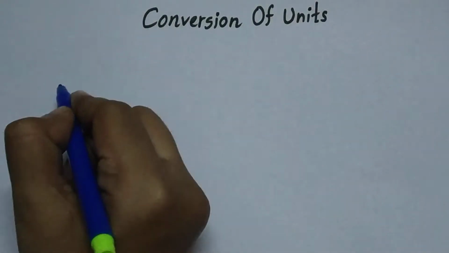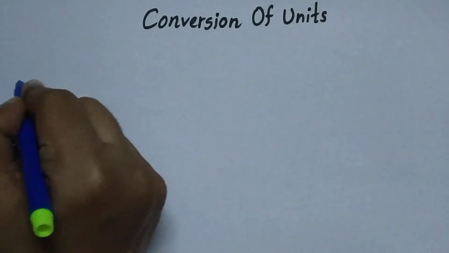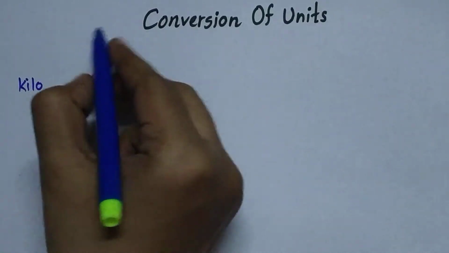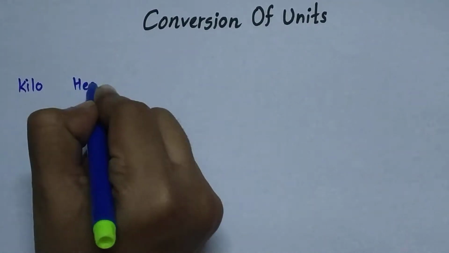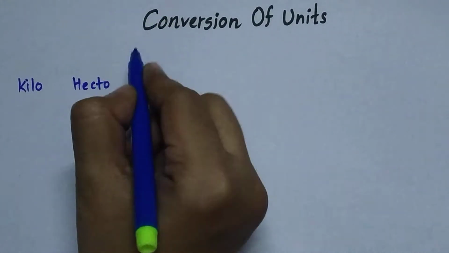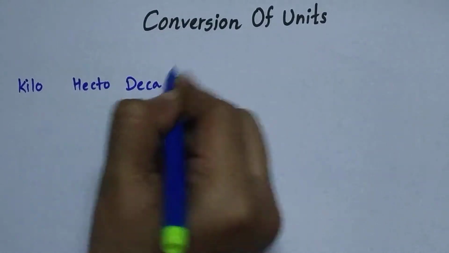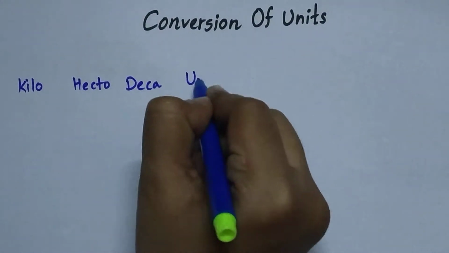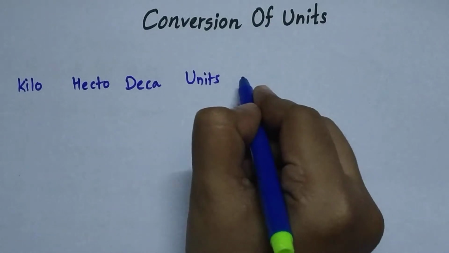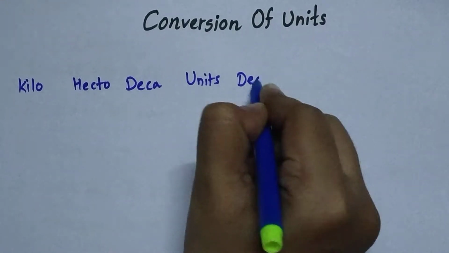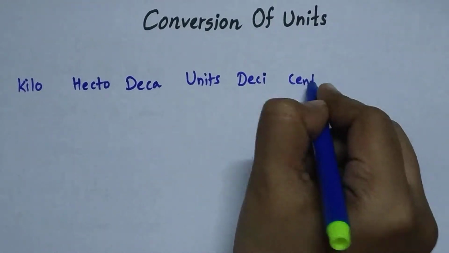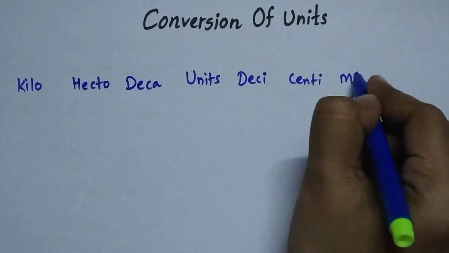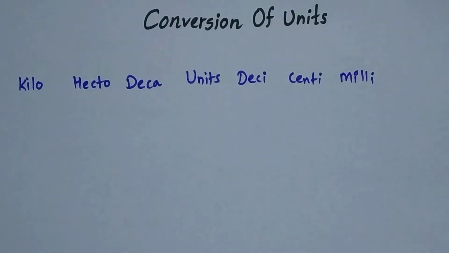We are having conversion of units. The larger units I would like to write here. That's kilo, hecto, deca. We are going to write here base units. Then we are having deci, centi and milli.